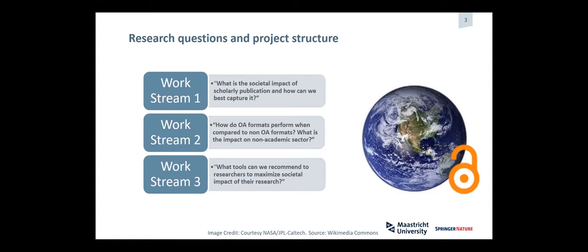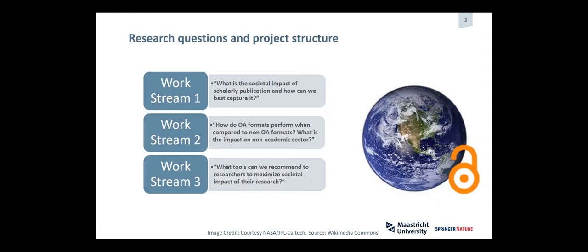Here we agreed on three main questions, with each one being addressed by a special subgroup, or workstream, as we called it. We decided to interlink the first two subgroups. Workstream number one addressed the question, what is the societal impact of scholarly publication and how can we best capture it? Workstream number two focused on the question, how do open access formats perform when compared to non-OA formats? And further, what is the impact on the non-academic sector?